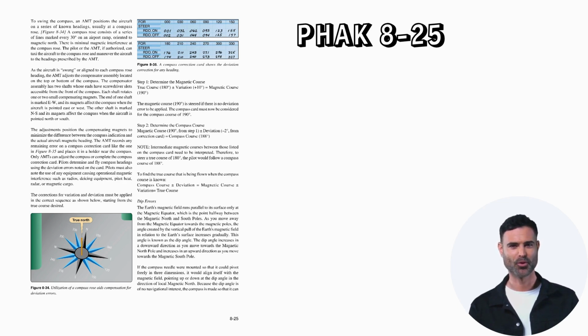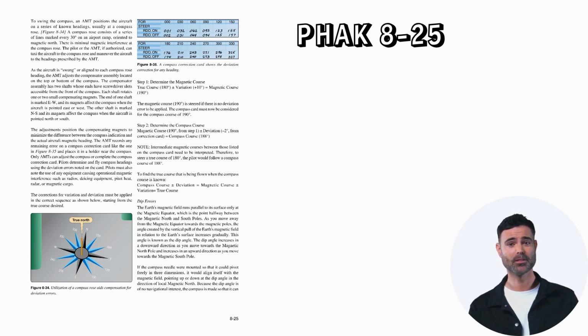starting from the true course desired. Step 1. Determine the magnetic course. True course, 180 degrees, plus or minus variation, plus 10 degrees, equals magnetic course, 190 degrees. The magnetic course, 190 degrees, is steered if there is no deviation error to be applied. The compass card must now be considered for the compass course of 190 degrees.